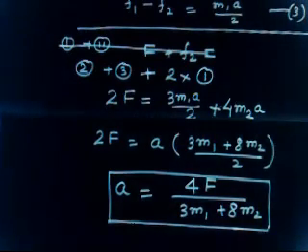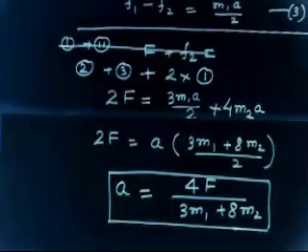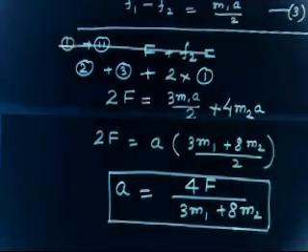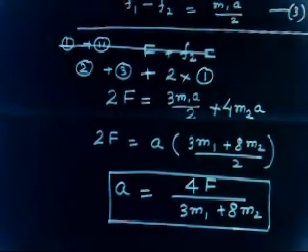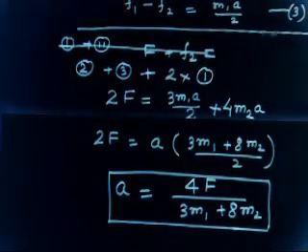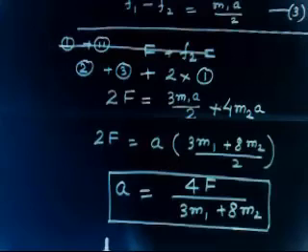So this is the acceleration. Part B says, what is the friction force at the contact points. So F1, F2 you have to find out. Now you can find out F1 and F2. So let us solve for F1.